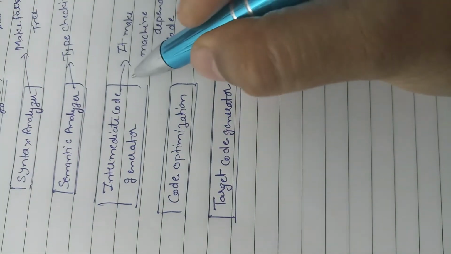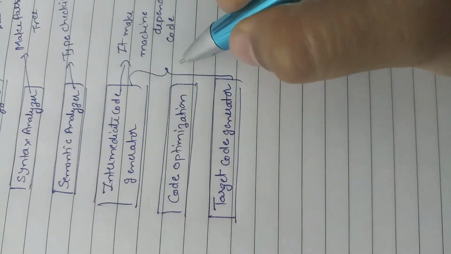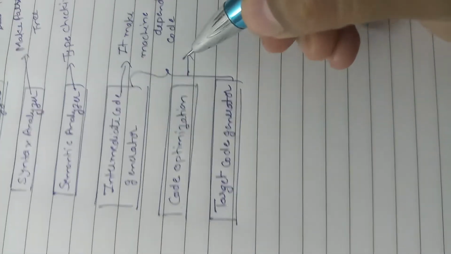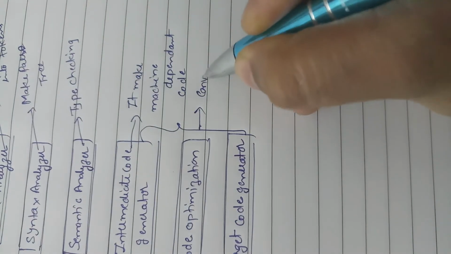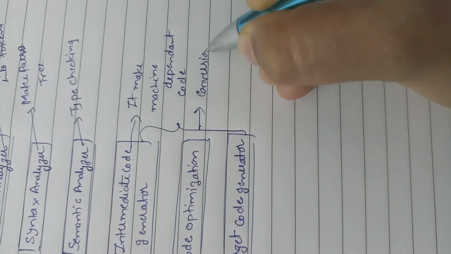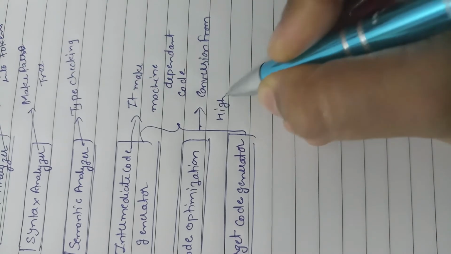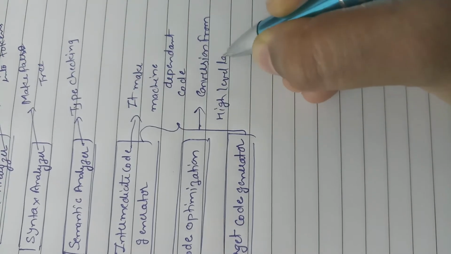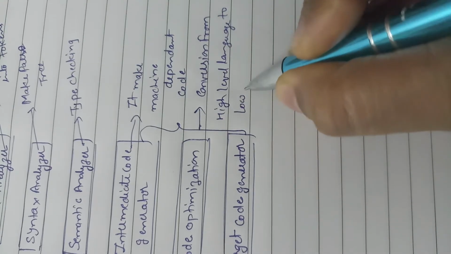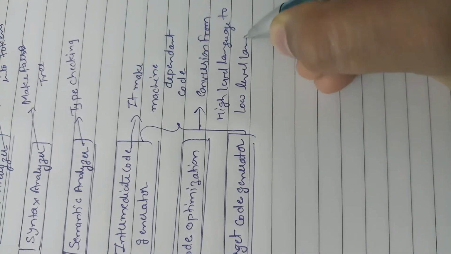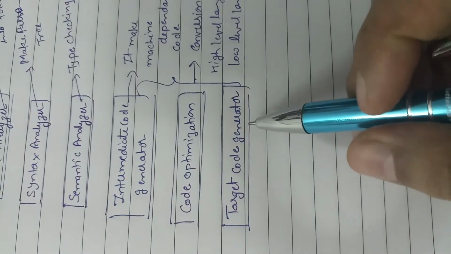So basically these three, intermediate code generator, code optimization and target code generator, what exactly do they do? They do conversion from high level language to low level language.